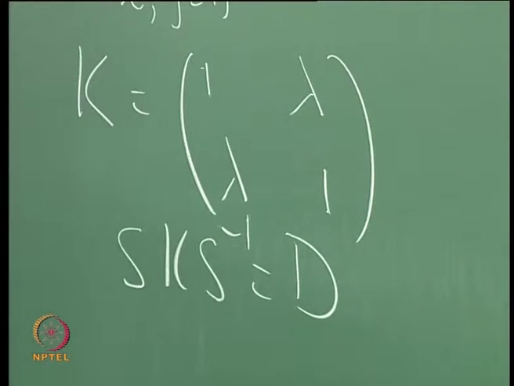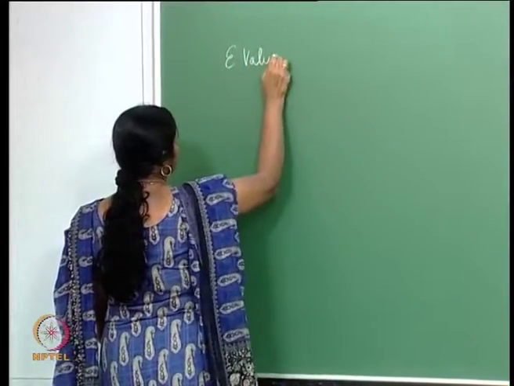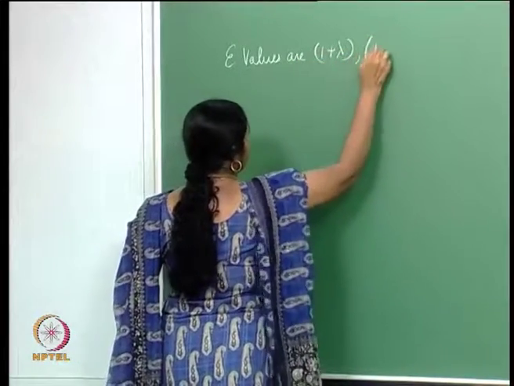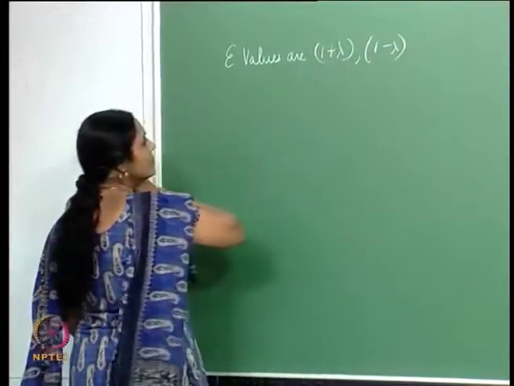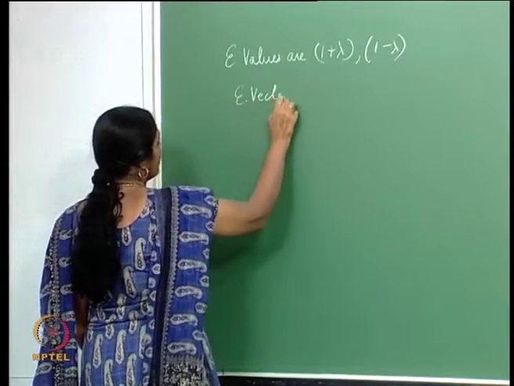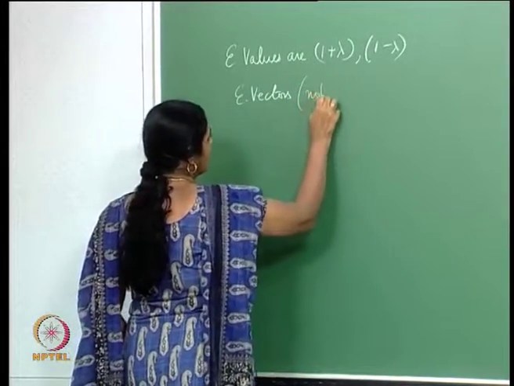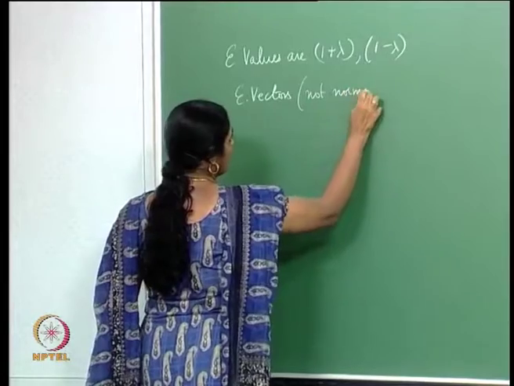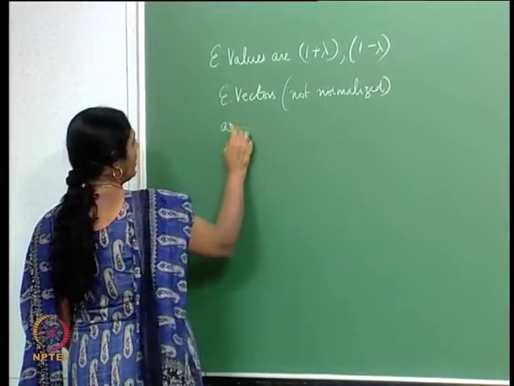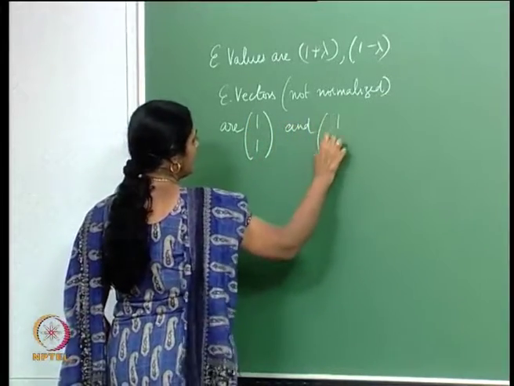simple. It is clear that the eigenvalues of K are 1 plus lambda and 1 minus lambda, and the eigenvectors, which are not normalized, are (1, 1) and (1, minus 1).